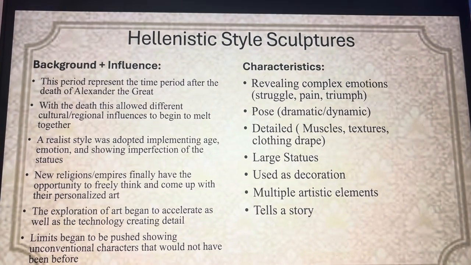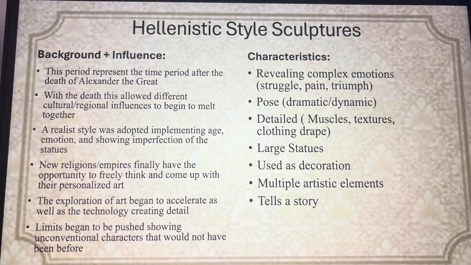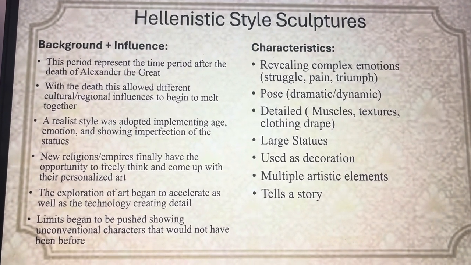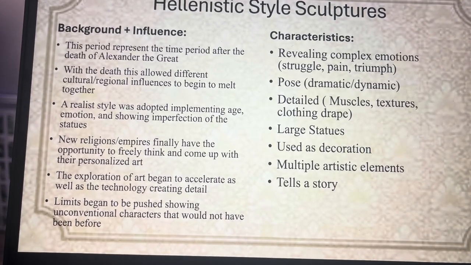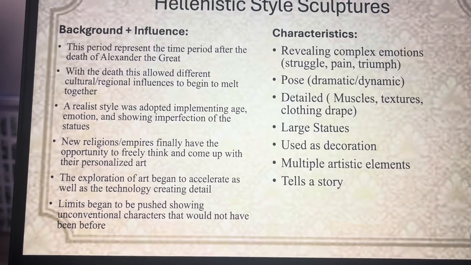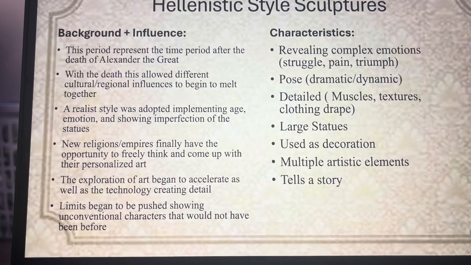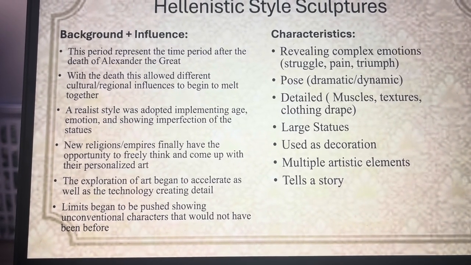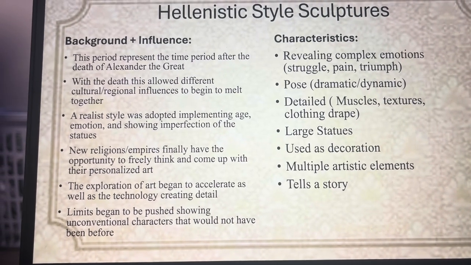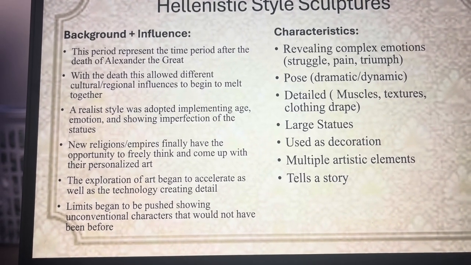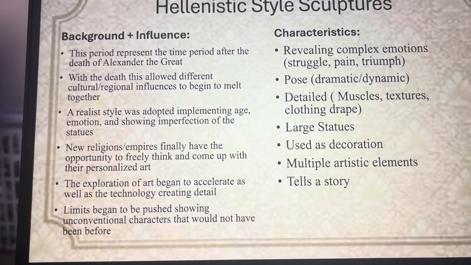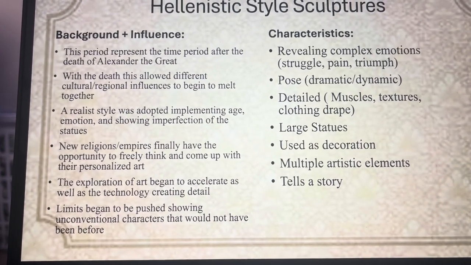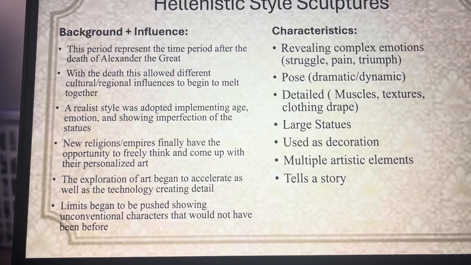So now we're going to be looking at the Hellenistic style sculptures. We'll start with characteristics again. This one was more revealing and complex. There was more emotion overall in these sculptures. You'll see some struggle, pain, triumph. Some of the poses are more dramatic. Everything's more detailed with the muscles, the textures, clothing. These were also the larger statues throughout the past couple time periods.